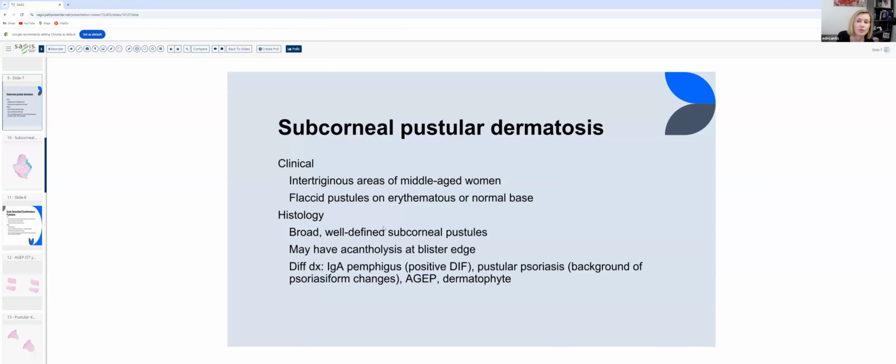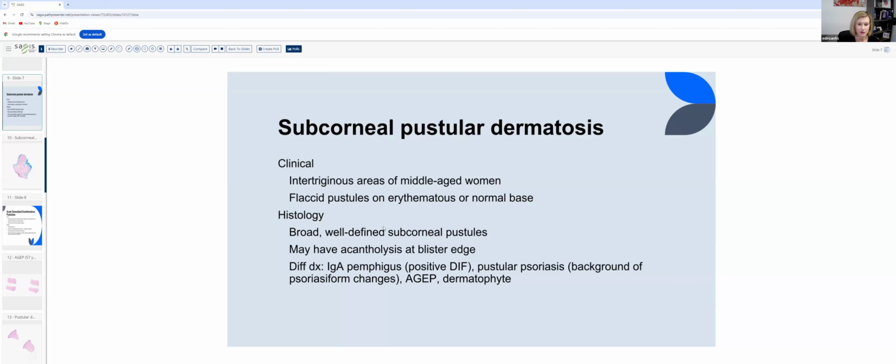Moving on to subcorneal pustular dermatosis, also known as Sneddon-Wilkinson disease. Clinically, this classically presents in the intertriginous areas of middle-aged women and can appear as flaccid pustules on an erythematous or normal flesh-colored base. Histologically, it's a very characteristic picture of a well-defined subcorneal pustule. It's often a broad pustule. There may be some acantholysis at the edges of the blister, but often there's no acantholysis.